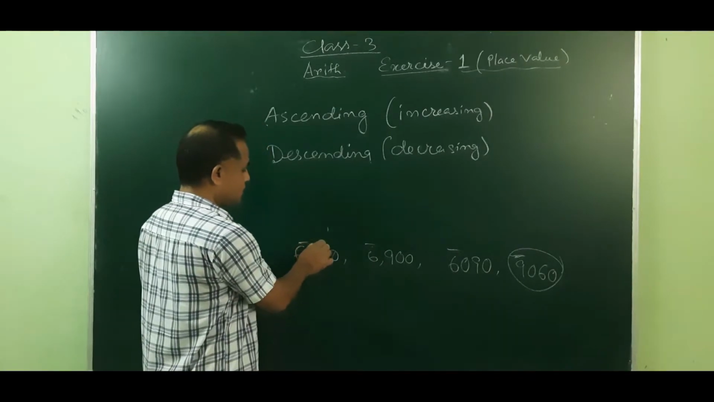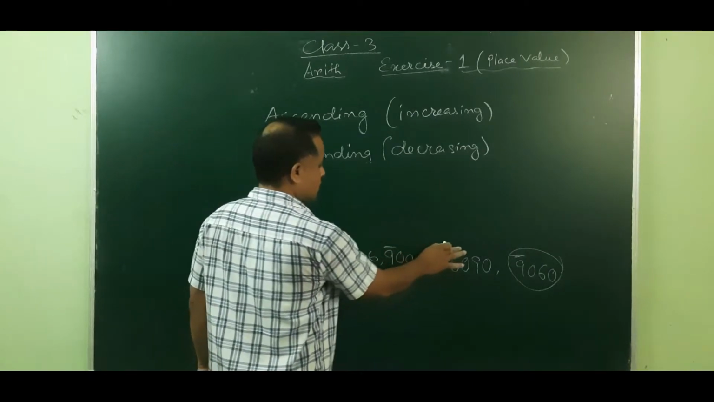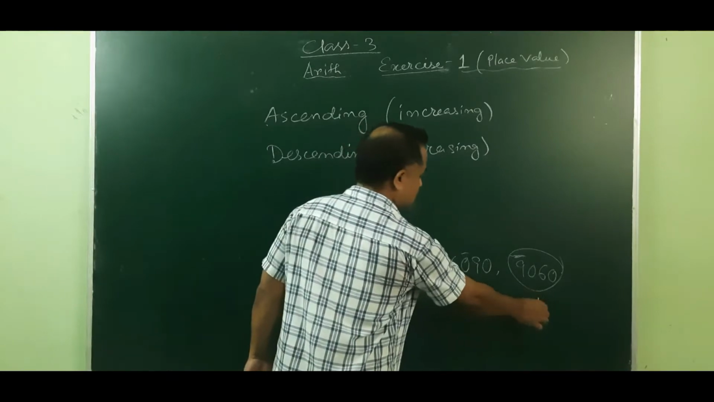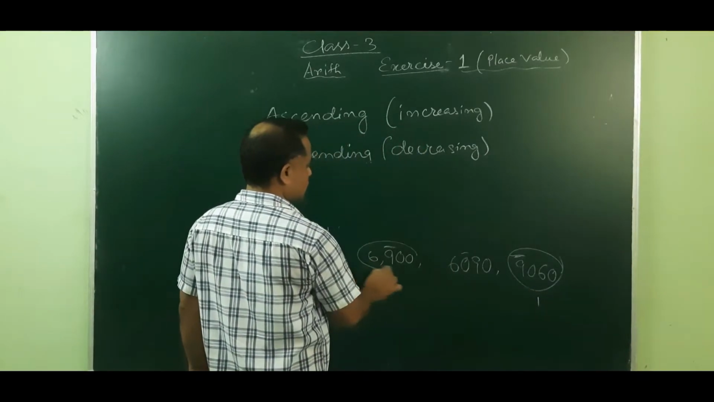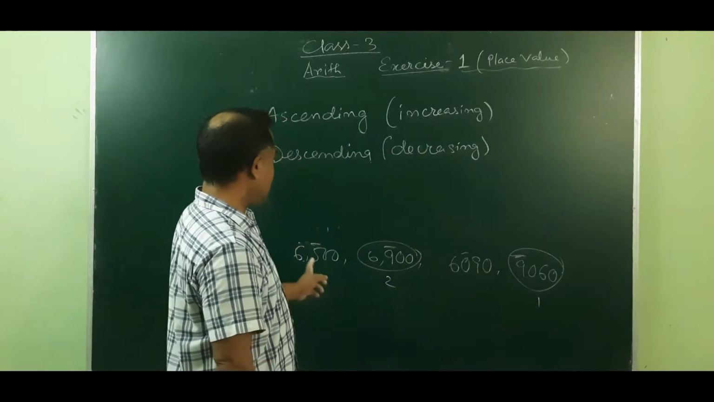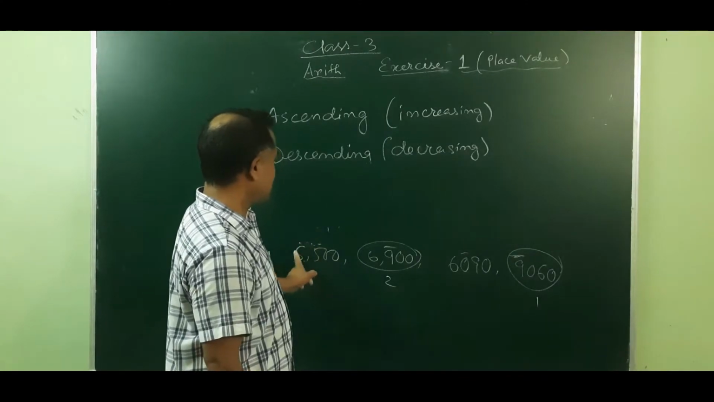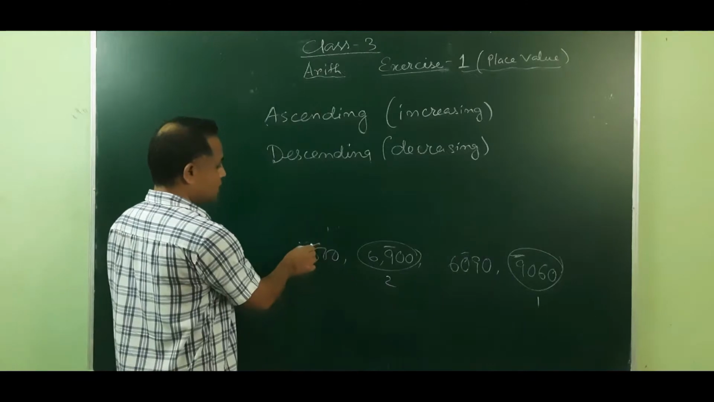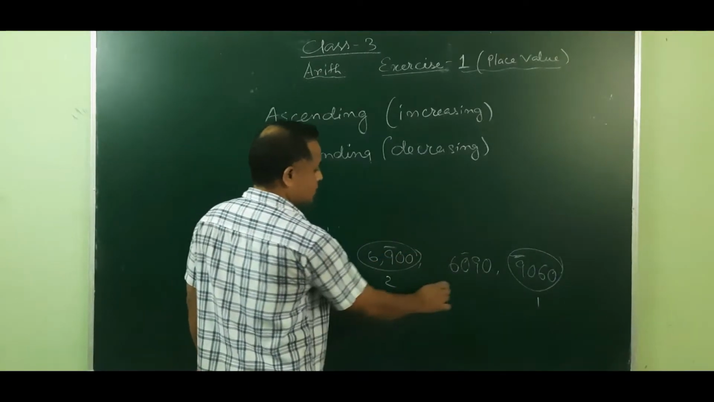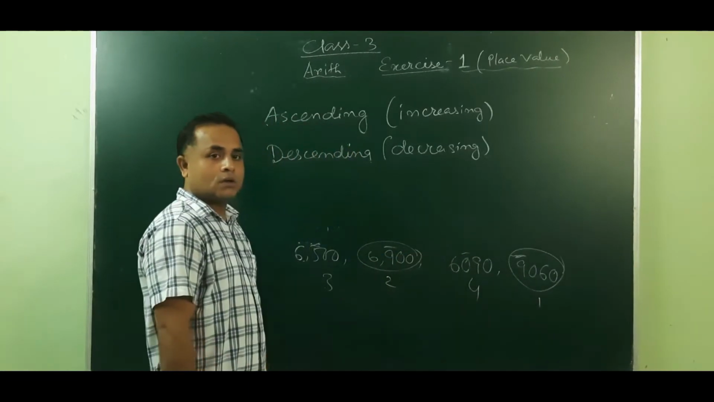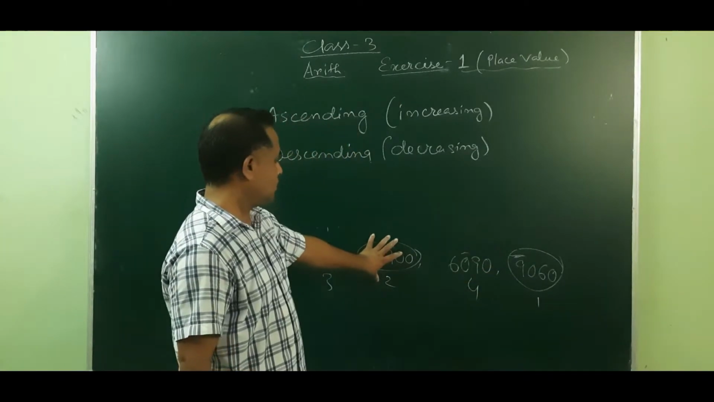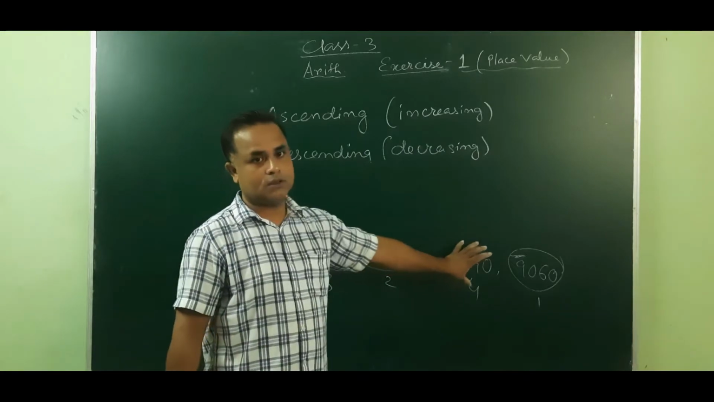In the 100 place, when we check, this one is greater. So this one is the 1, this one is the 2. Again we will check this one and this one in the 100 place, this one is greater. So this one is the greatest one. Second greater one, this one, then this one, then this one.